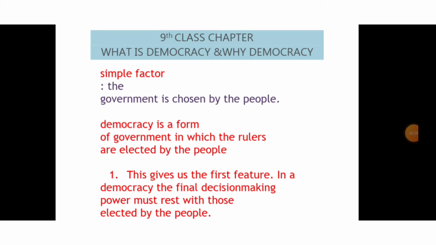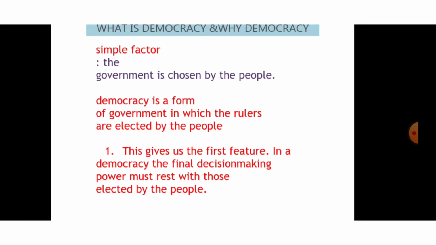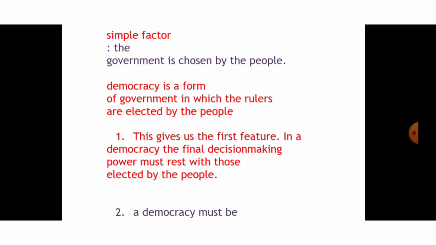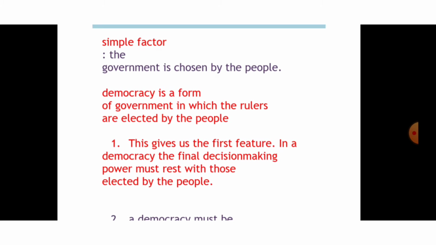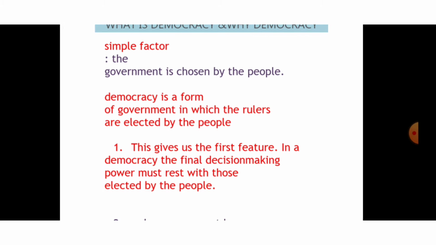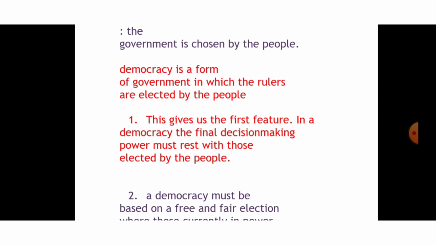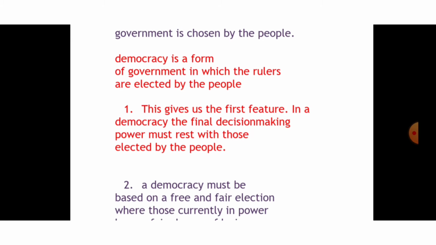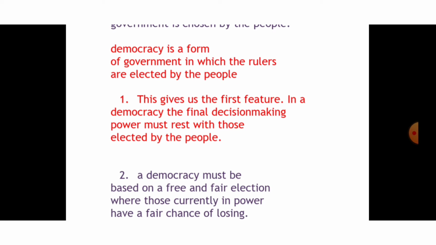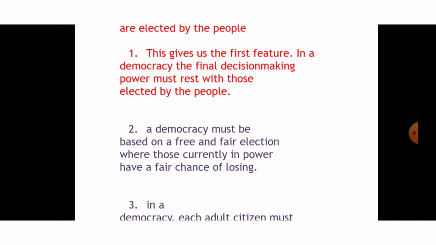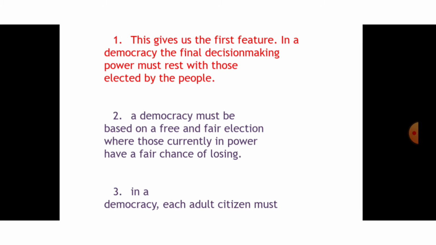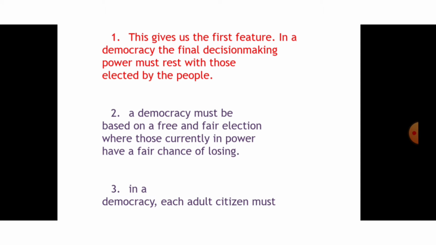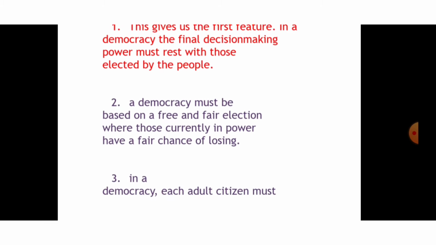So here, the book suggests: what is democracy? The main factor of democracy is government, where the government is chosen by the people. Democracy is a form of government in which the rulers are elected by the people. We have already read this in the complete chapter, and this gives us the first feature: in a democracy, the final decision making power must rest with those elected by the people.